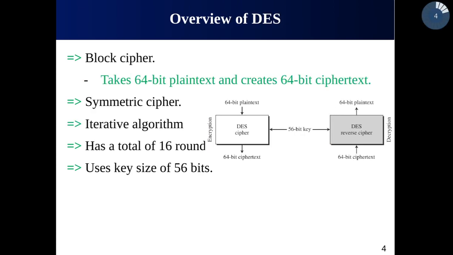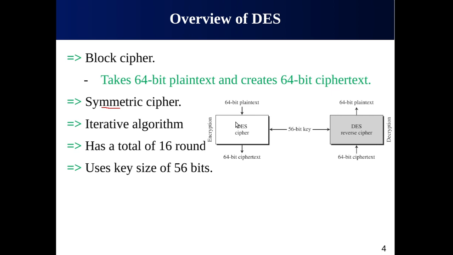Now let us see an overview of the DES algorithm, some properties and characteristics. It is a block cipher. You remember we have two types of ciphers, the block cipher and the stream cipher. Block cipher means it operates on a standard block size of data, meaning the input is divided into different blocks and each block is of the same length. On the other side, it is a symmetric cipher, and symmetric cipher means we use the same key both for encryption as well as for decryption.